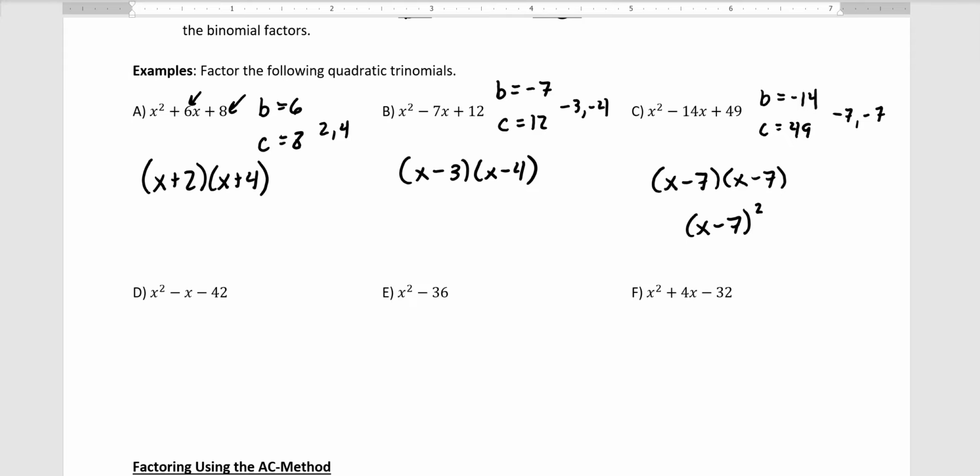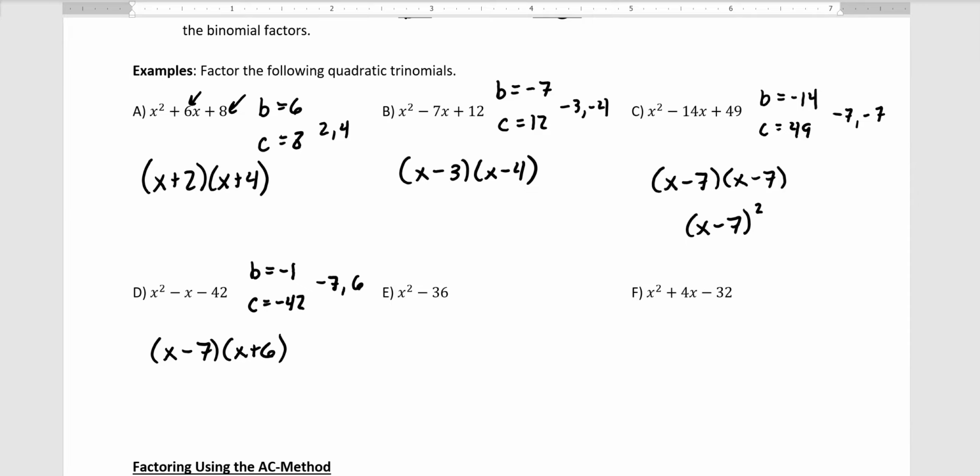X squared minus x minus 42. This one's a little more tricky because we need something that adds to negative 1 and multiplies to negative 42. So after thinking about it, hopefully we can realize that those numbers are negative 7 and positive 6. Negative 7 plus 6 is negative 1. Negative 7 times 6 is negative 42. So we'll have x minus 7 times x plus 6.